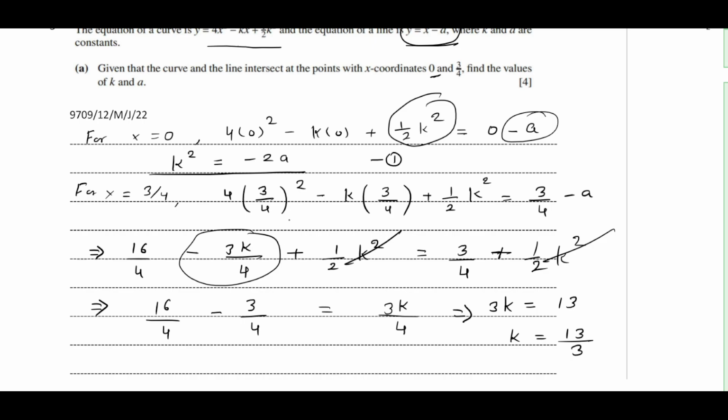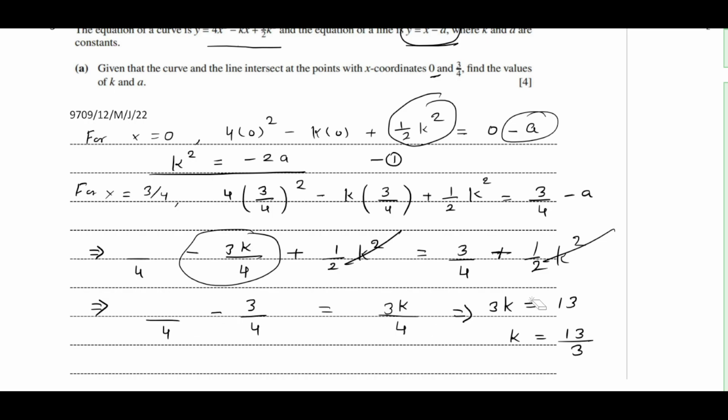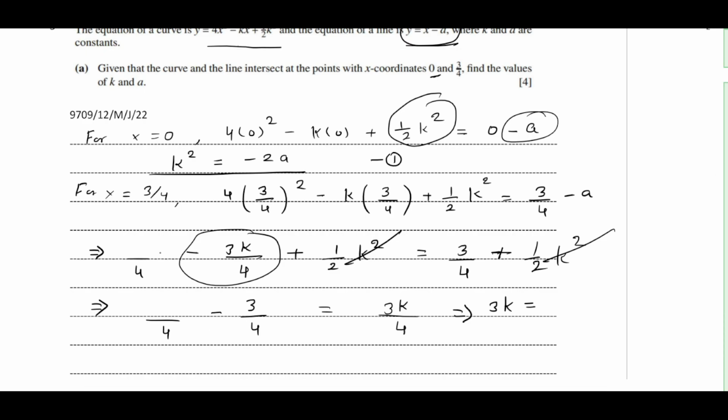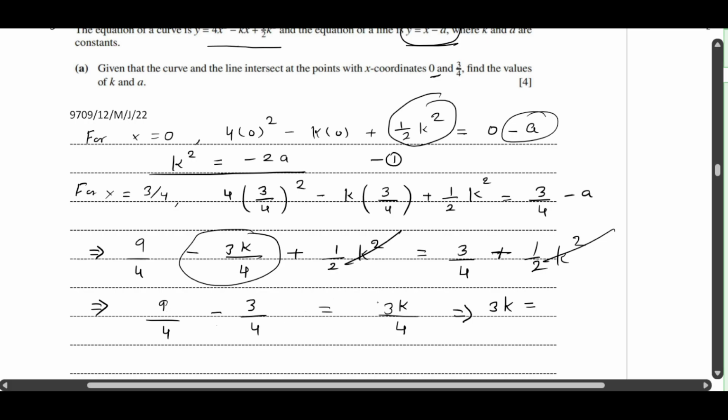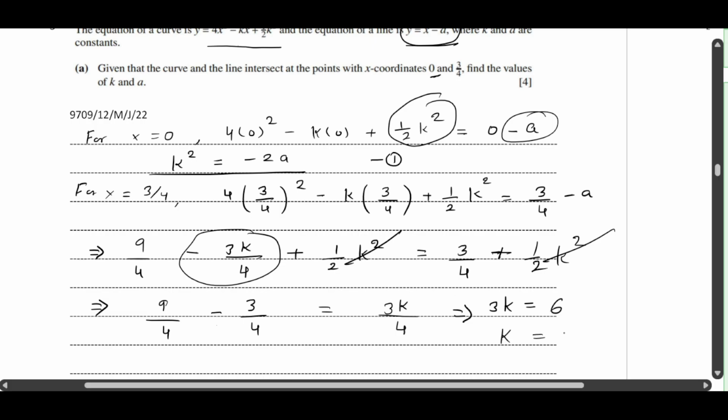After cancelling, here it is not 16 by 4, but it is 9 by 4. Okay, this is something wrong. Let us redo it. This is 9 by 4. So 9 by 4 minus 3 by 4 is 3k by 4. This 4 will cancel from both sides, and I will get 3k is equal to 9 minus 3, which is 6. So this gives me the value of k as 2.